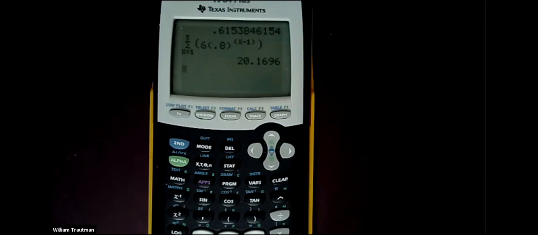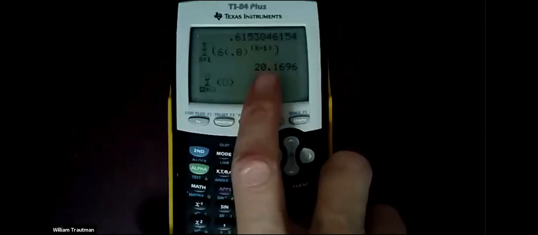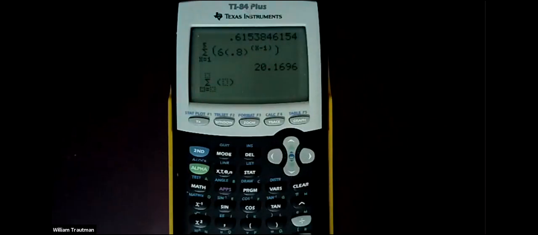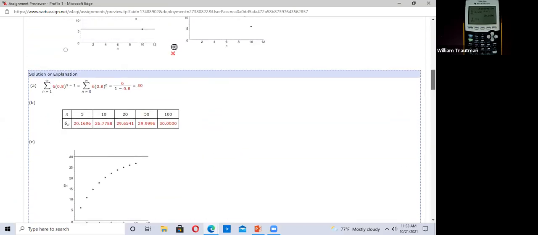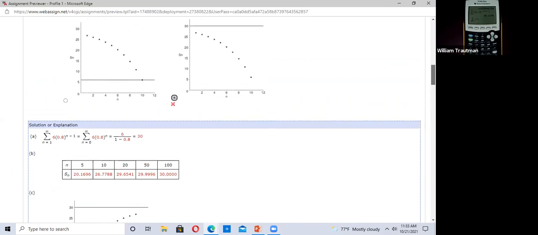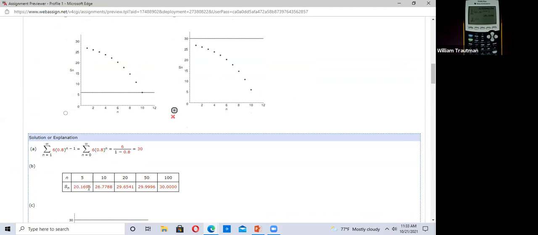Everybody okay with that? You see, you hit math and then 0. You can just go to math and hit 0 and it'll get to the summation. And we got 20.1696. And let's see if that's what they got for the first one. Oh, right here. Yeah, there it is, 20.1696. So we got the same thing.